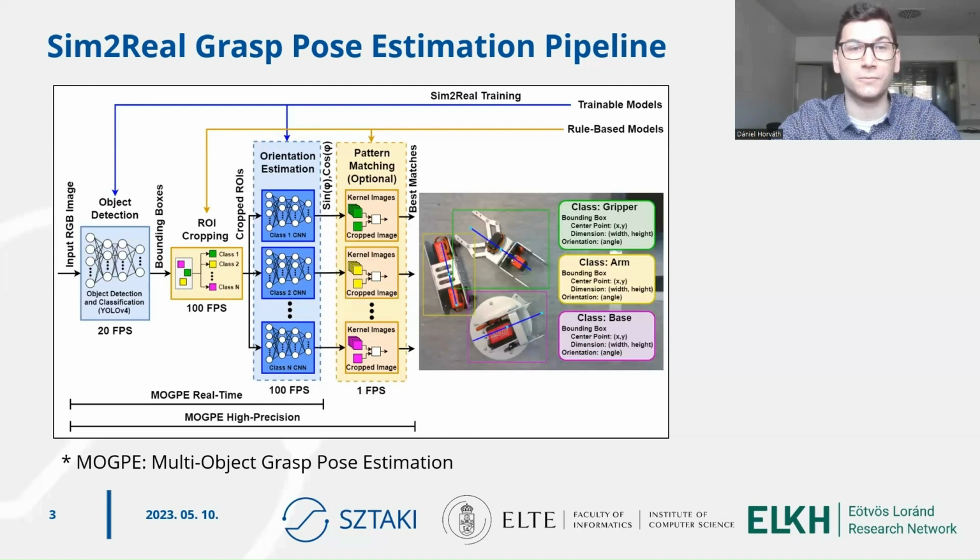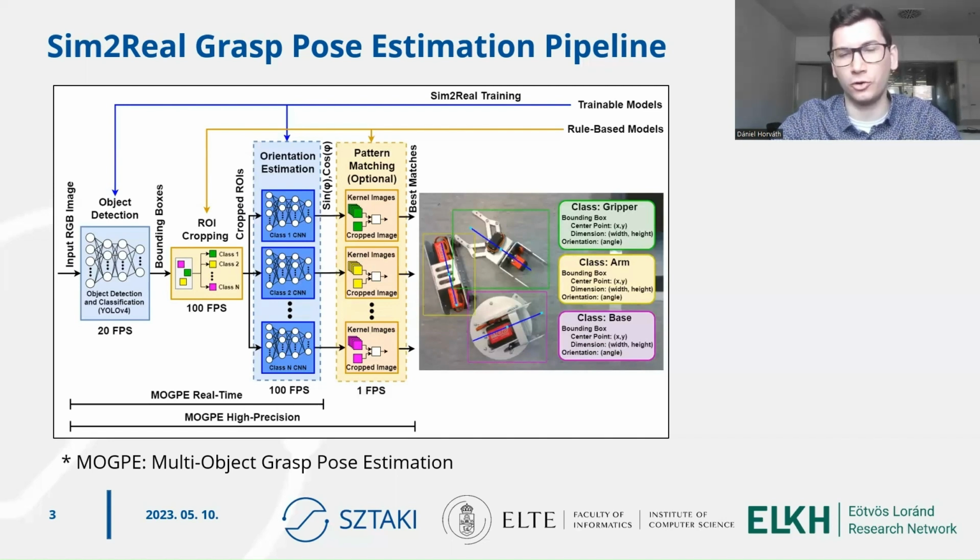So these 3 steps are the real-time version of our multi-object grass pose estimation model. And it's really fast. The object detection model works at 20 FPS, and the object detection and the orientation estimation together work at 100 FPS. So it can estimate the orientation of 100 objects basically in 1 second.